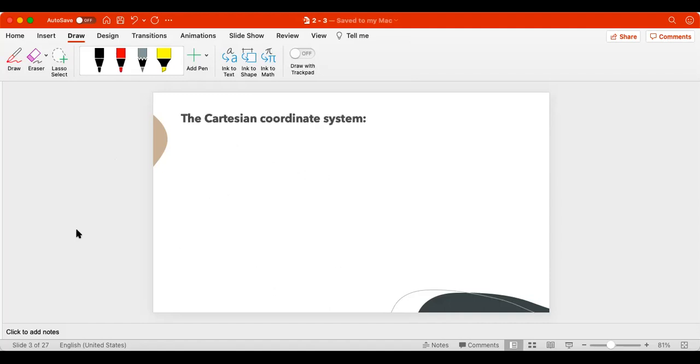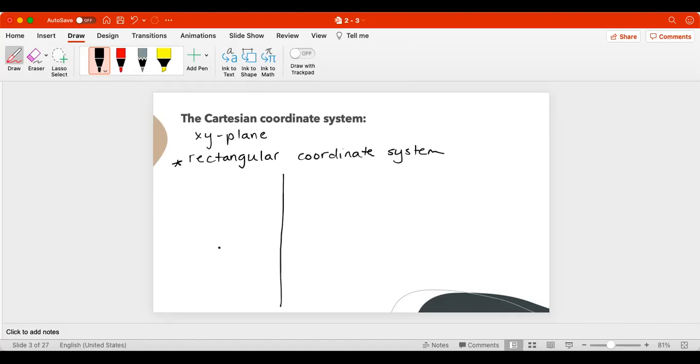So what I want to start with is the Cartesian coordinate system. Now, some people call this the XY plane, and some people call it the rectangular coordinate system. And I think that's what your book calls it, the rectangular coordinate system. But the idea is you're going to make 2 number lines, and you're going to make them perpendicular.